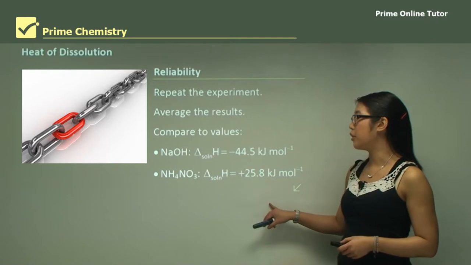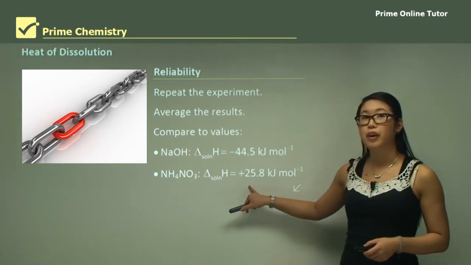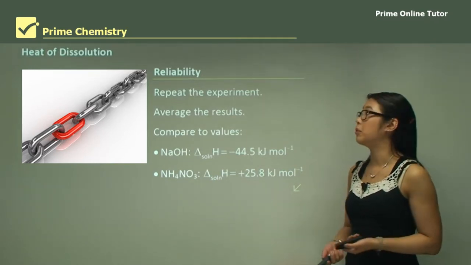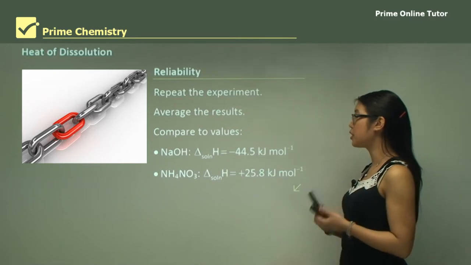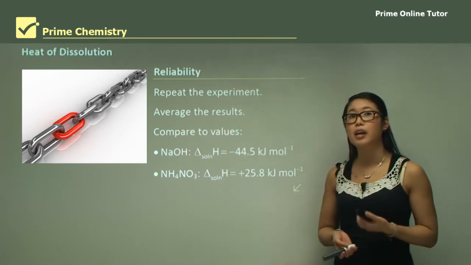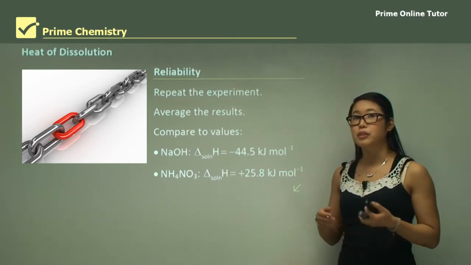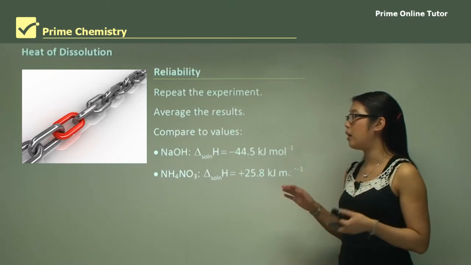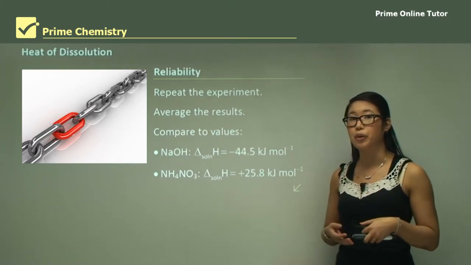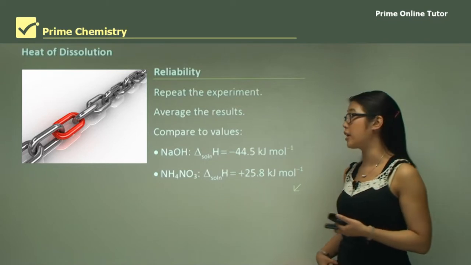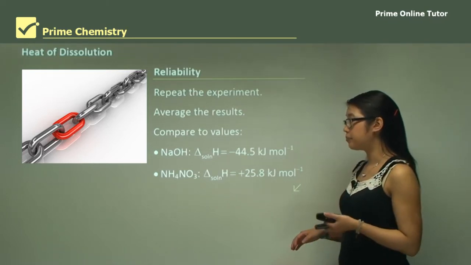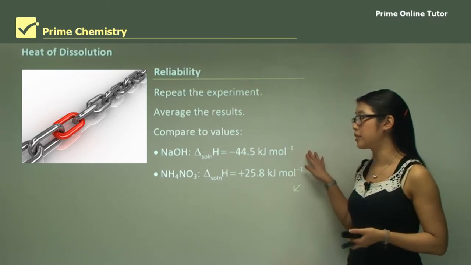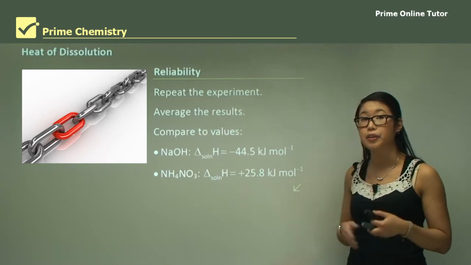Similarly, with the ammonium nitrate, it was plus 25.8, which is also similar to what we had. So to sum up, this first-hand investigation led us to look at how salts dissolve in water and whether they're exothermic or endothermic reactions. In this case, the sodium hydroxide is exothermic, but the ammonium nitrate is endothermic.